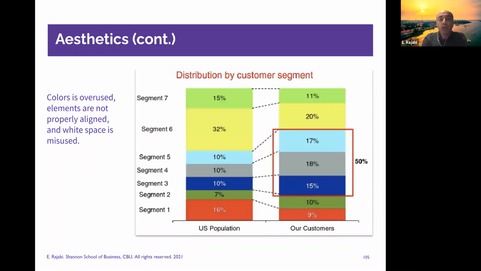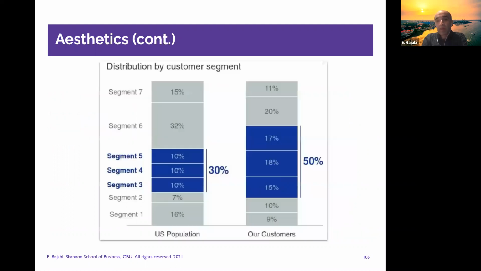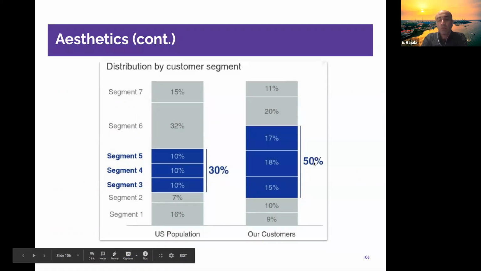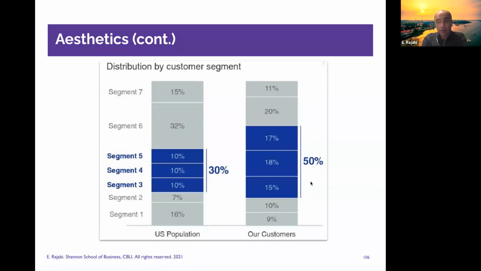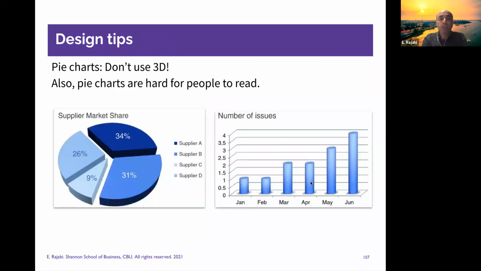For example, here we want to compare the US population and our customers in the company, and we want to highlight some parts. Here we use different colors, but when we consider the standards, we highlight that segments 3, 4, 5 are important. From 30% of the US population, we have 50% of the population in our customers.